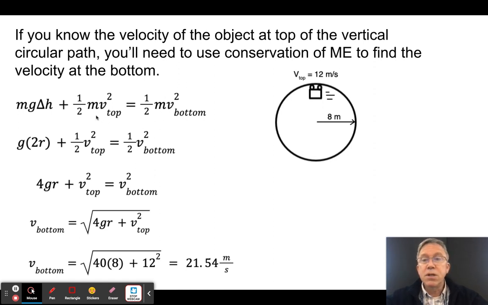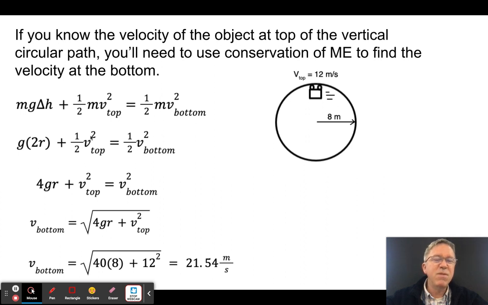All right, so all of this energy is going to be converted entirely into kinetic energy. The first thing I'm going to do is get rid of all the m's. They just get in my way. What that leaves me with is g, and my height is going to be twice the radius. So instead of calling it h, I'm going to call it 2r. So I have g 2r plus 1/2 v top squared equals 1/2 v squared bottom.